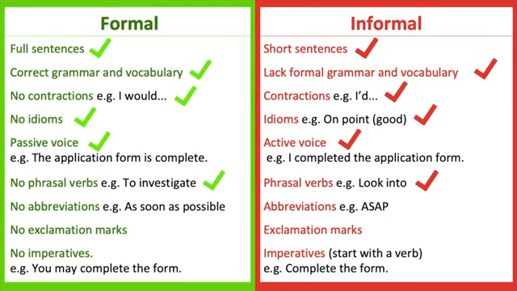Abbreviations are shortened versions of words. Abbreviations aren't used in formal language, however, they can be used in informal language. Exclamation marks are also not used in formal language, whereas they can be used in informal language. And lastly, imperatives are sentences that start with a verb and generally give a command or instruction. We don't use imperatives in formal language, however, we can use imperatives in informal language.